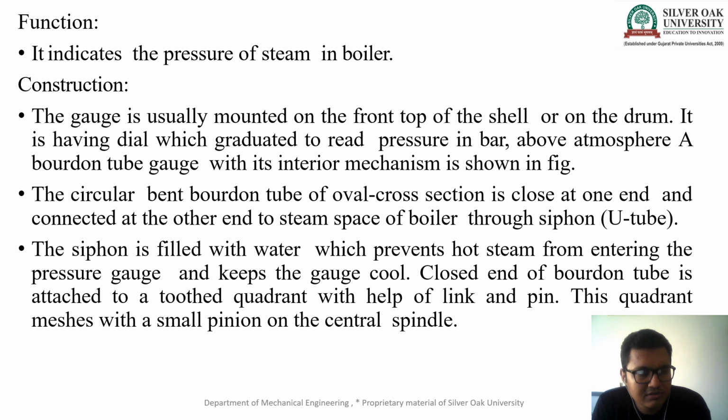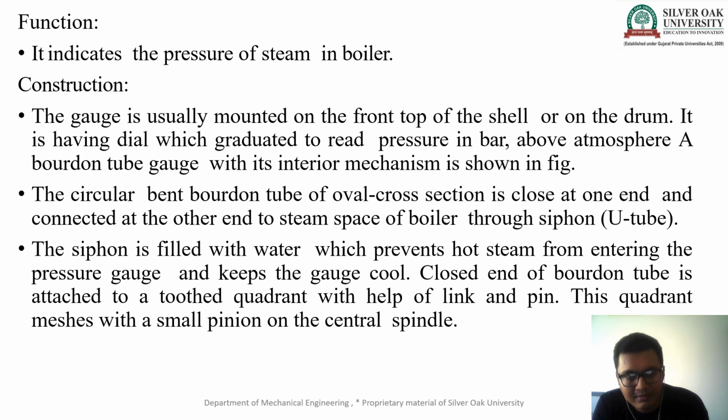Now we discuss the function. It indicates the pressure of the steam inside the boiler. Then the construction. The gauge is usually mounted on the front top of the shell or on the drum, because we need to measure the steam pressure, and steam is available at the top of the drum. It has a dial graduated to read the pressure in bars above atmospheric pressure, with a Bourdon tube and its interior mechanism. It's called the Bourdon tube pressure gauge.